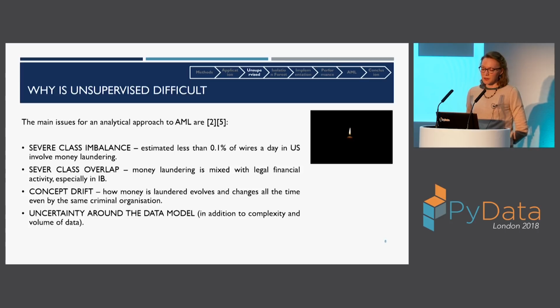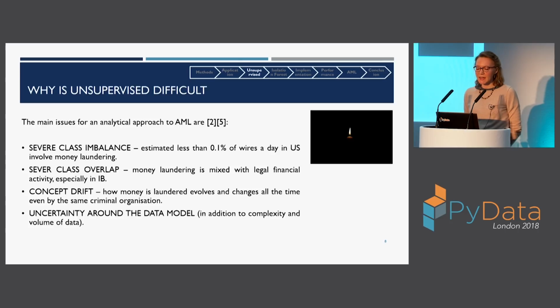So why is it difficult? Well, there are a few papers that describe quite well why it is difficult, but of course there is severe class imbalance. This is an outlier detection problem. What we also deal with is a severe class overlap.